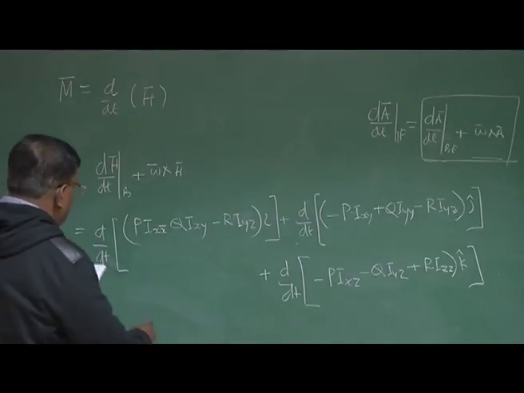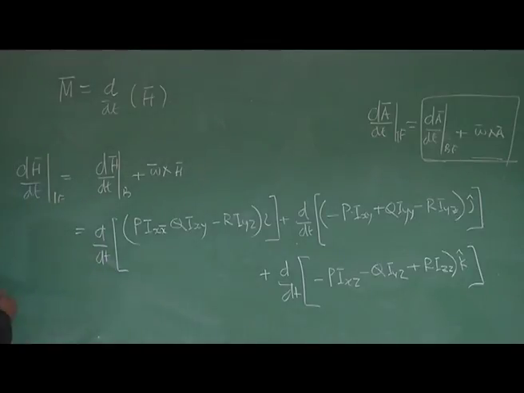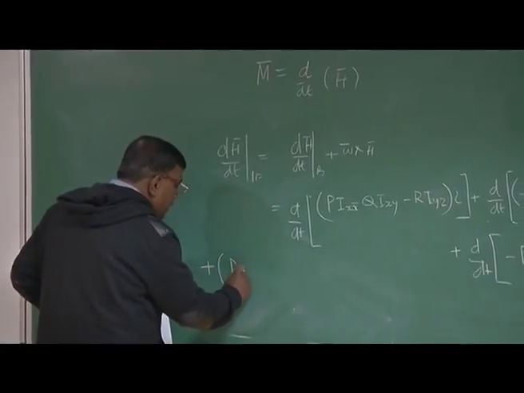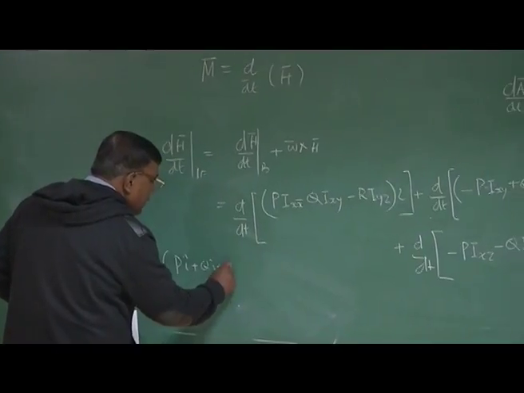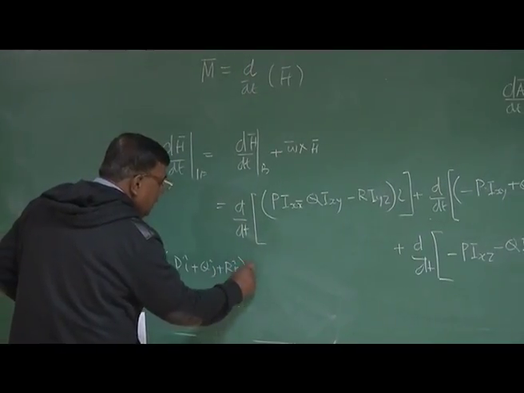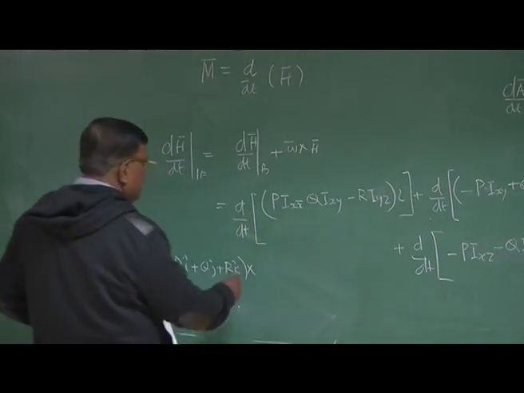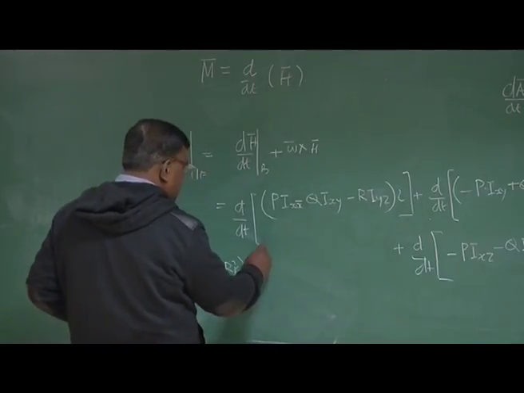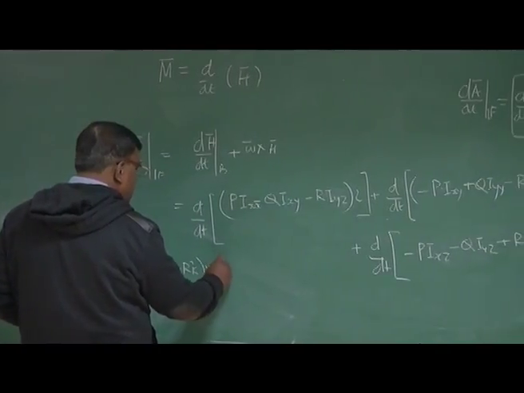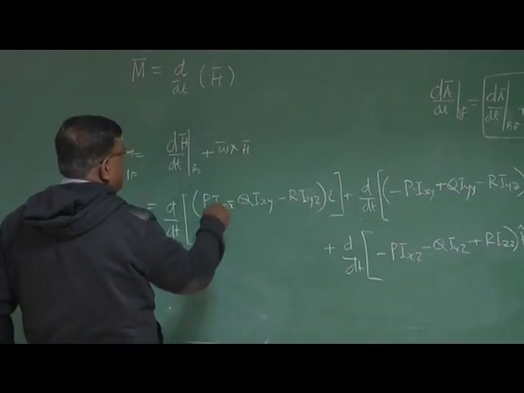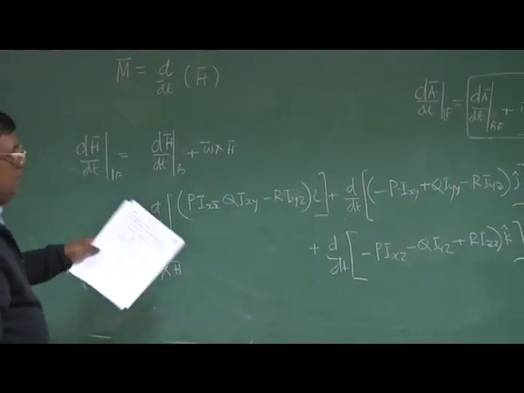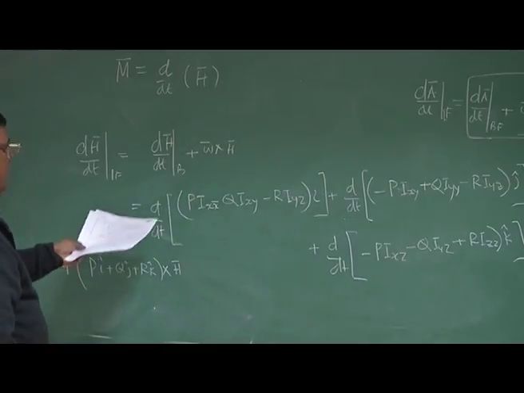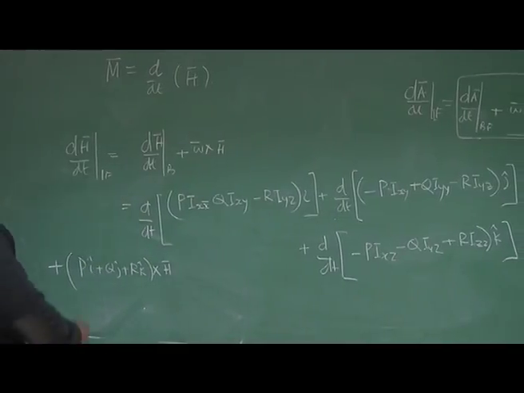This is the first term. Then omega cross h. So plus omega, we know, pi plus qj plus rk, and h also we know, h as these expressions, right? For the expression of h we have used here, you all know. So if we expand it, simply take the derivative and expand it, do not forget this term.